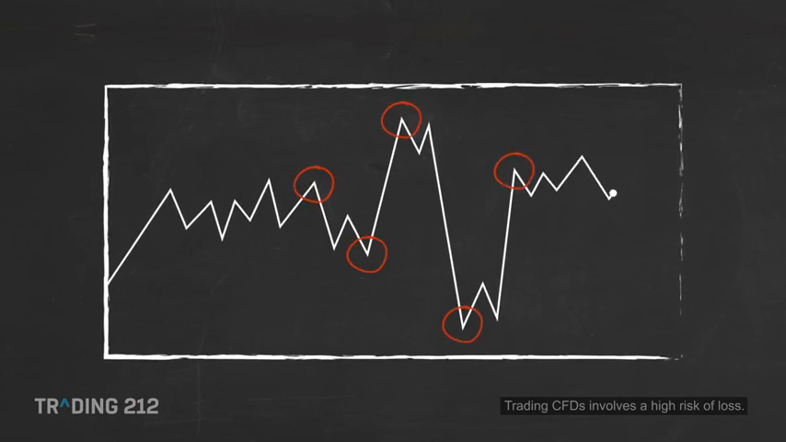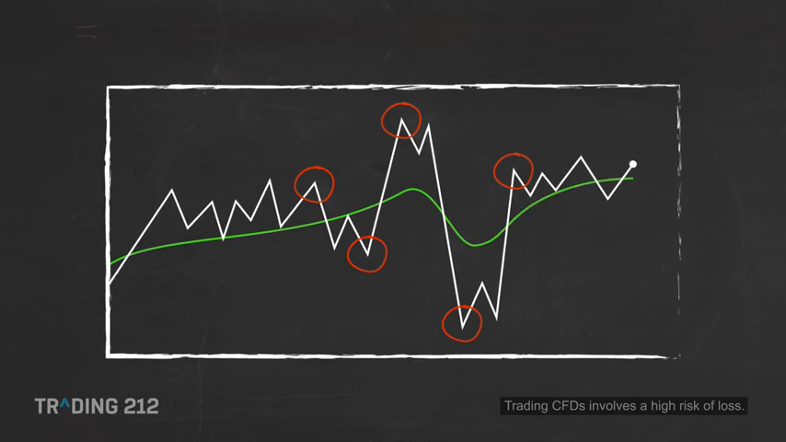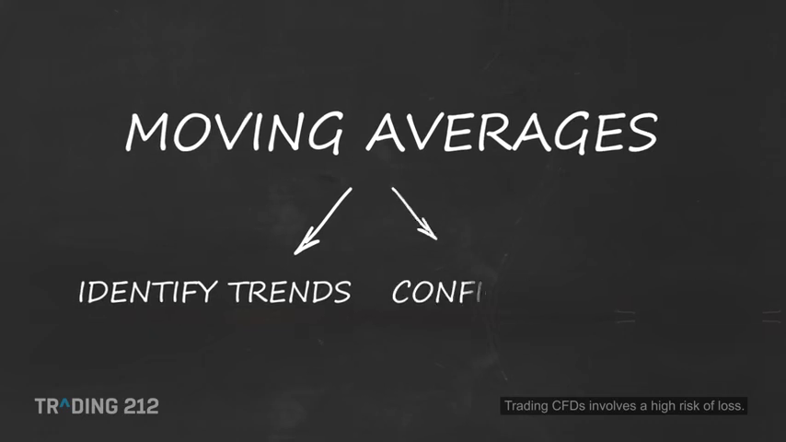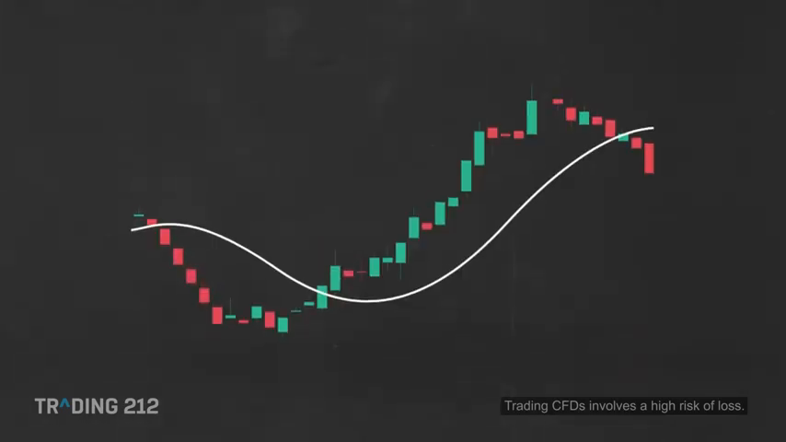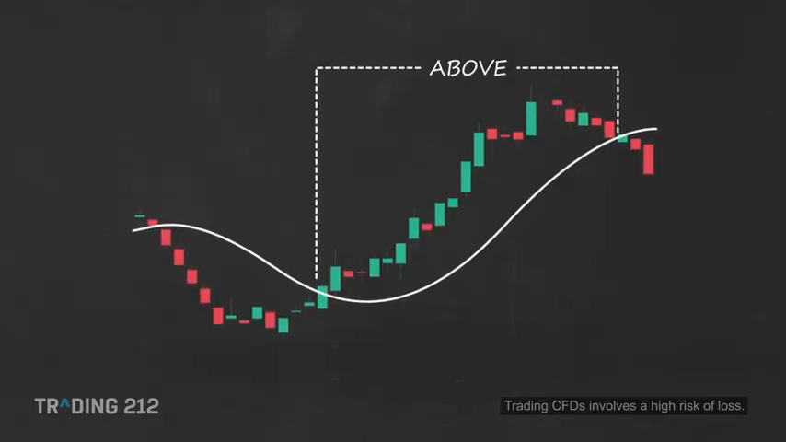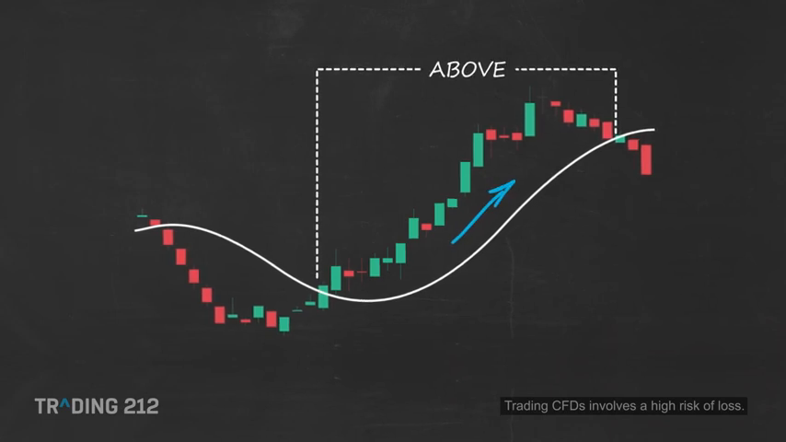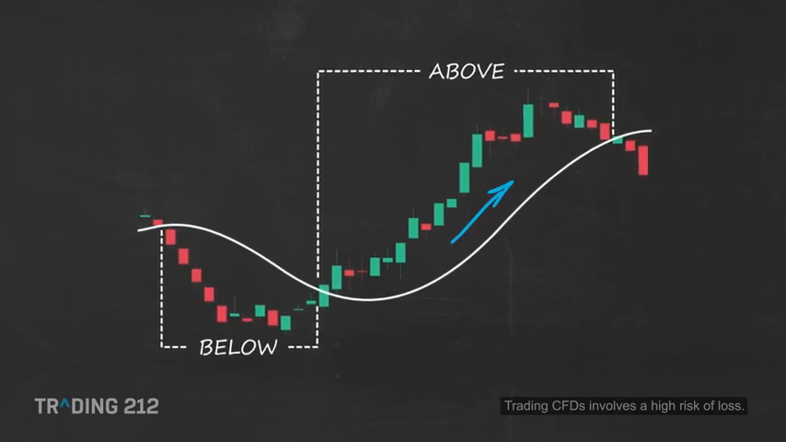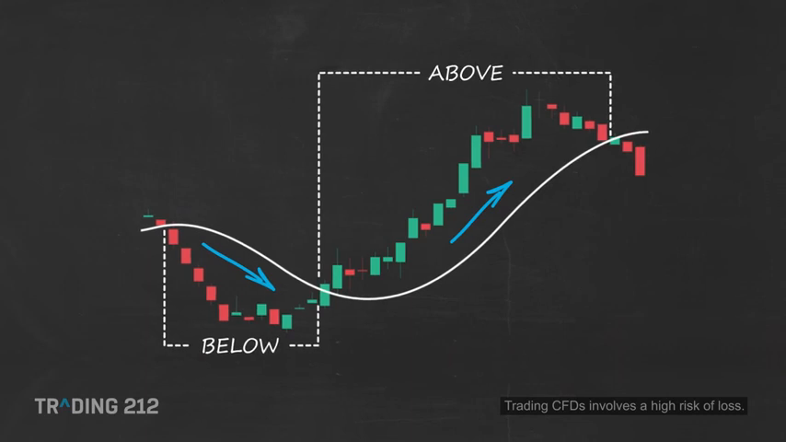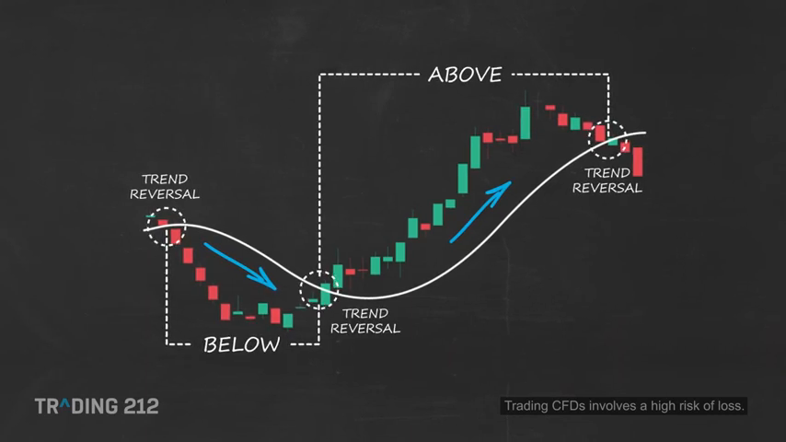The moving average can help filter out the noise from random price movements and smooth it out in order to see the average value. Moving averages are used to identify trends and confirm reversals. When the price is above the moving average line, we consider the instrument to be in an uptrend. Conversely, if the price is below the moving average line, we consider it to be in a downtrend. The breaking of the moving average line usually implies a trend reversal.